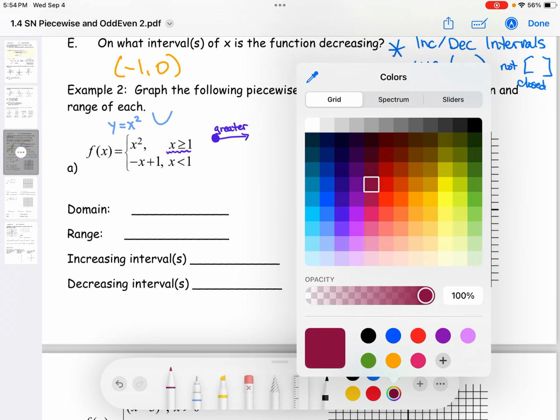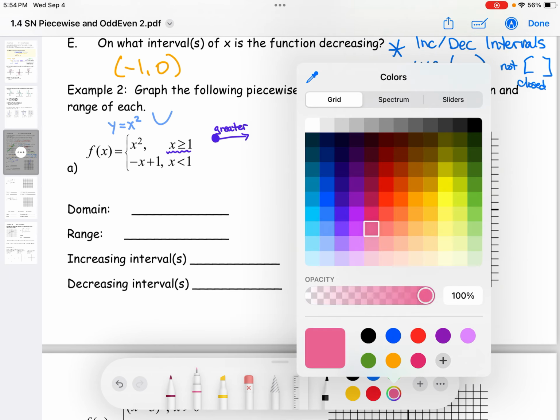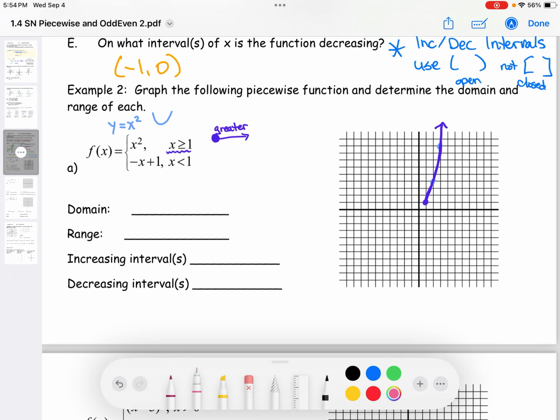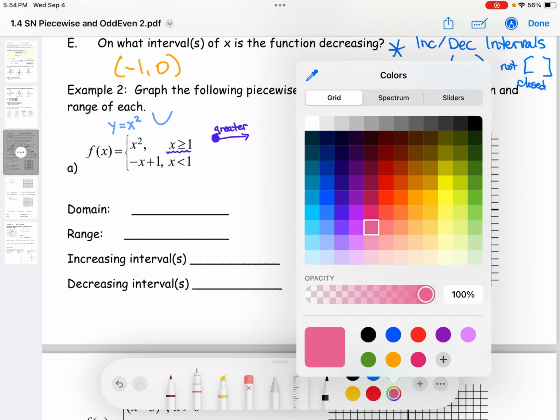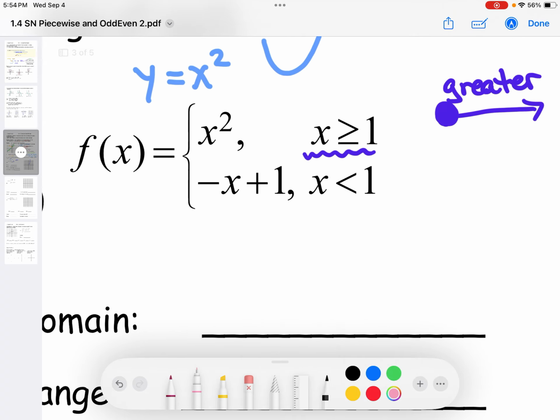Now, we need to graph the other piece of the function. Just switch colors on it. Look at what we have. And we're given y equals negative x plus 1. If it is a single power of x, it's just a line, like y equals mx plus b. It is a line. So we're going to start on the y-intercept, which is positive 1.